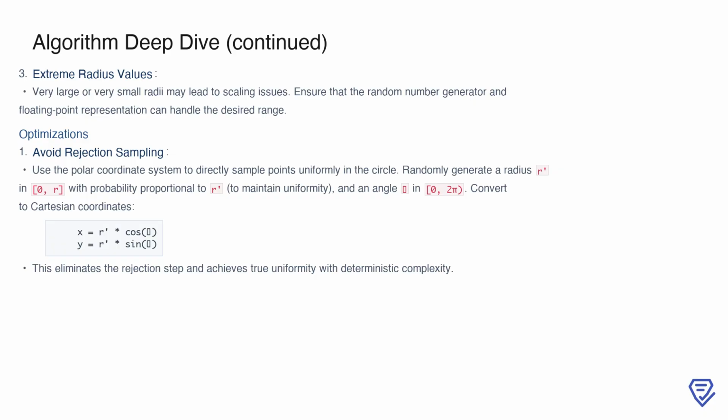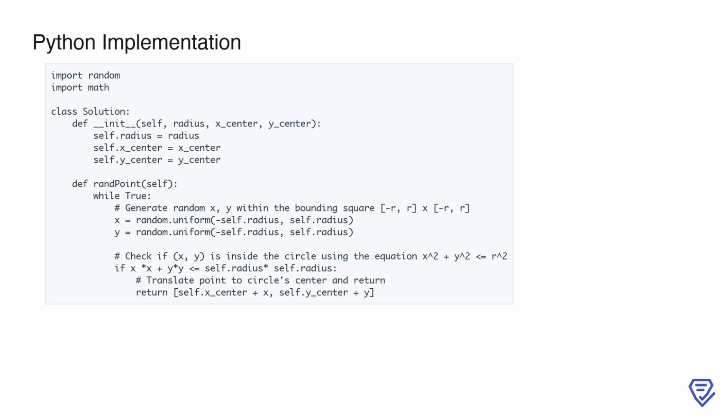Here, we begin by importing the random class to help us generate random numbers. Then, we define a class called Solution which will handle the logic for generating random points within a circle. This class has four private variables: radius, which stores the radius of the circle, x-center and y-center, which represent the coordinates of the circle's center, and random, which is an instance of the random class used for generating random numbers.